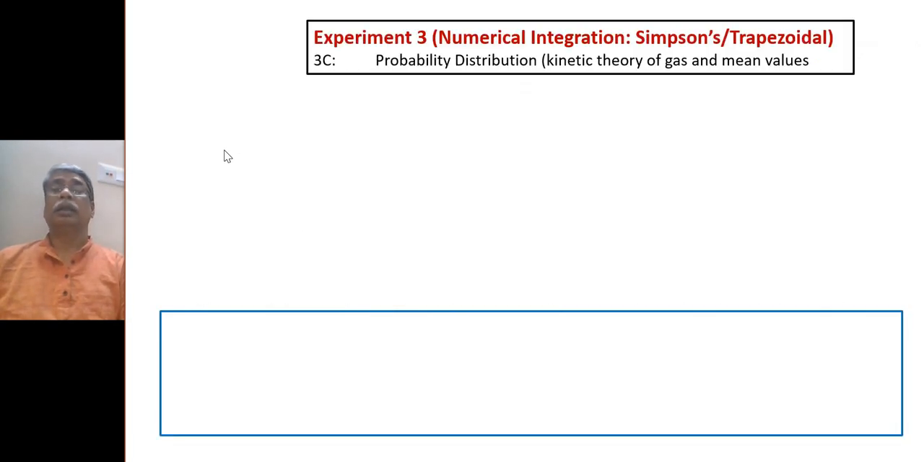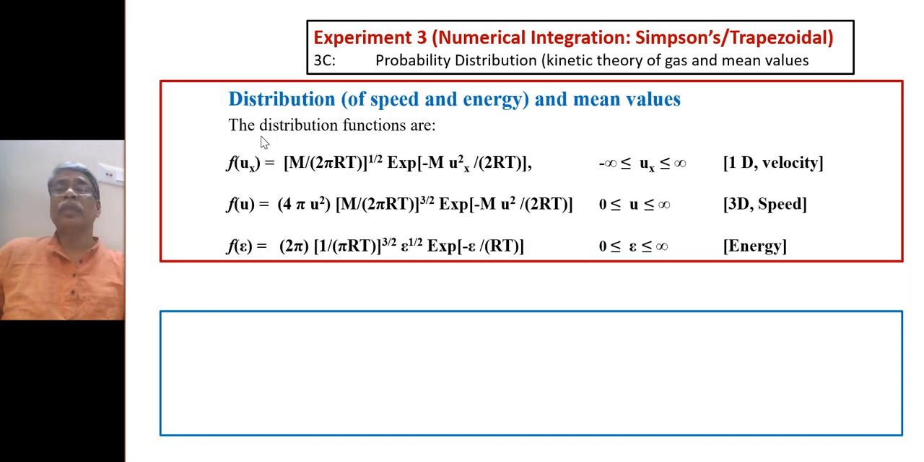And the last one, this is again from our physical chemistry preliminary courses: probability distribution, kinetic theory of gas and mean values. As first year students, they come across this formula, f of ux in one dimension, the velocity distribution function, or in three dimensions the speed distribution function f of u, and the energy distribution function f of epsilon. Of course, the range, if it is one dimension, goes from minus to plus infinity, but in the other two cases, it's from 0 to infinity.